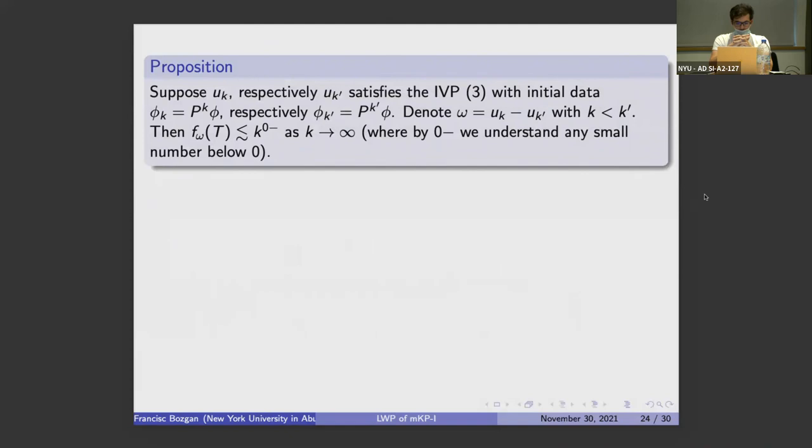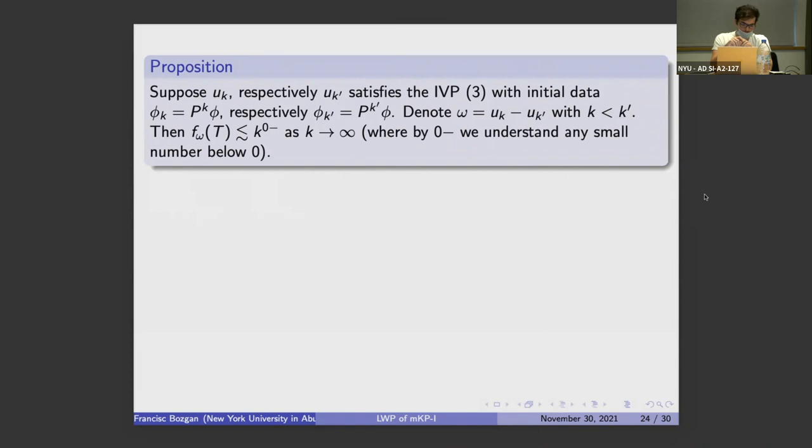So basically, we want to show that if u_k and u_k prime both satisfy the IVP with initial data phi_k and phi_k prime, and we define the difference between these solutions to be omega, with k less than k prime, then in order to show the continuity in time, we need to show that the norm of omega in H^s will go to zero.